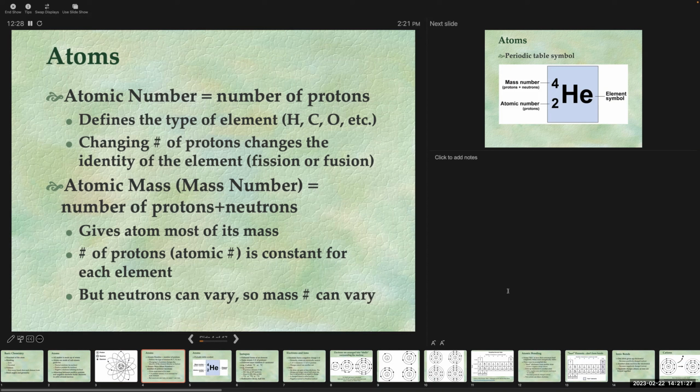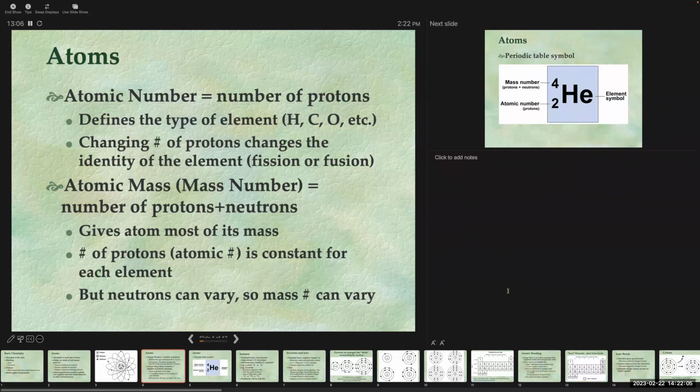So hydrogen has 1 proton in the nucleus. If it had 2 protons in the nucleus, it wouldn't be hydrogen anymore, it would be helium. If it had 3 protons in the nucleus, it would be lithium. So each element is defined by the number of protons in the nucleus, and that's actually what determines most of the chemical behavior of that element. So hydrogen has a very different chemical behavior than something like carbon or oxygen or lithium, each because of having a different number of protons in the nucleus.